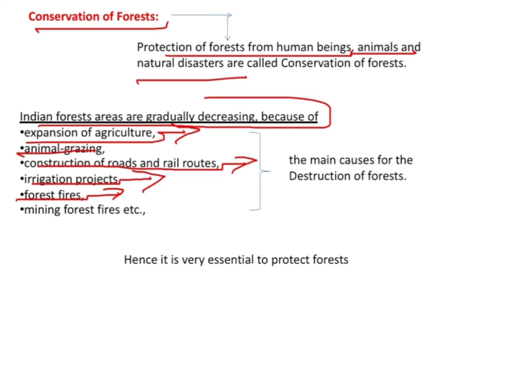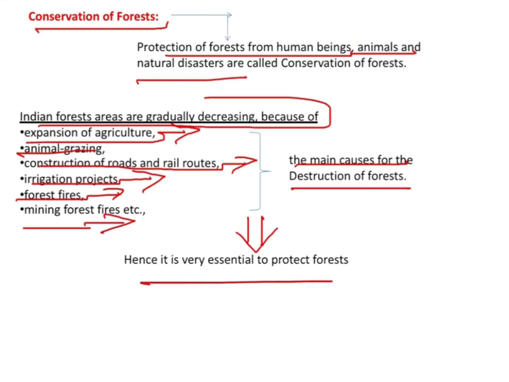also forest fires because of the friction of the trees, and minimizing the forest fires by cutting the dried up trees. The last one is the mining activities carried out in the forest area. These are the main causes for the destruction of the forest. So it is very essential to protect the forest to get a good environment.